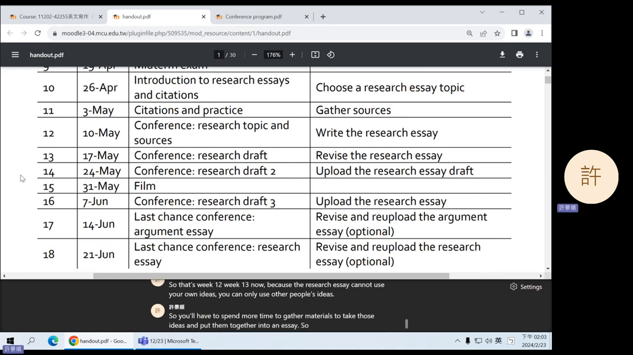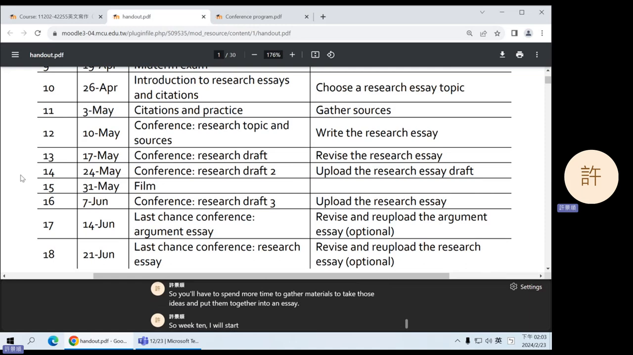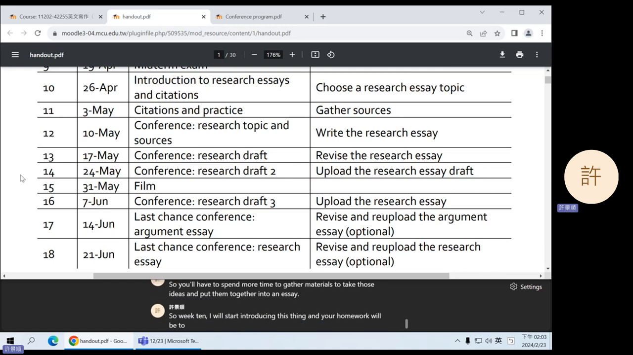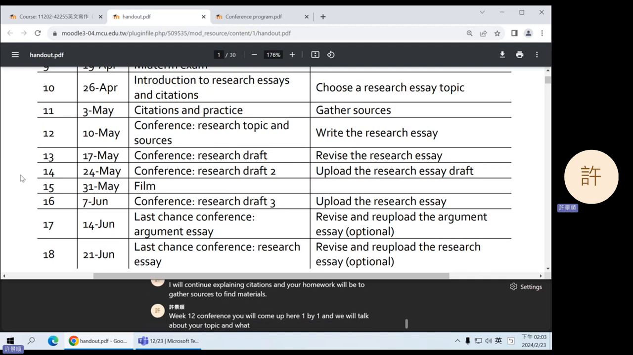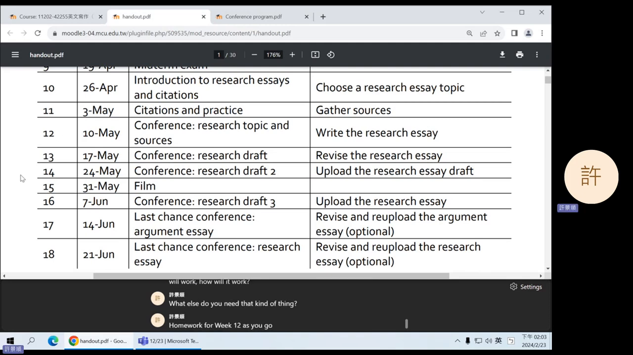So week 10, I will start introducing this thing and your homework will be to go home and choose an essay topic. Week 11, I will continue explaining citations and your homework will be to gather sources, to find materials. Week 12, conference. You will come up here one by one and we will talk about your topic and what materials you have found. Whether that will work, how will it work, what else do you need, that kind of thing. Homework for week 12 is you go home and you write the essay.